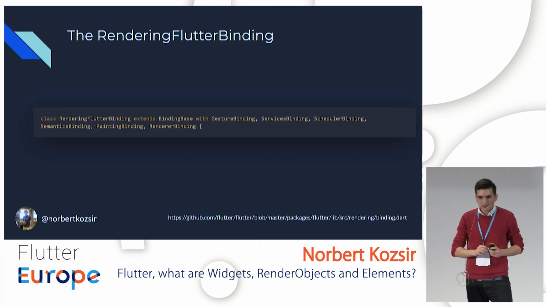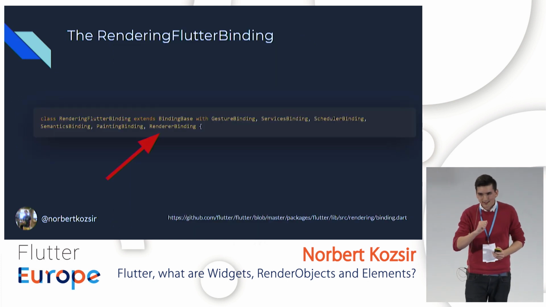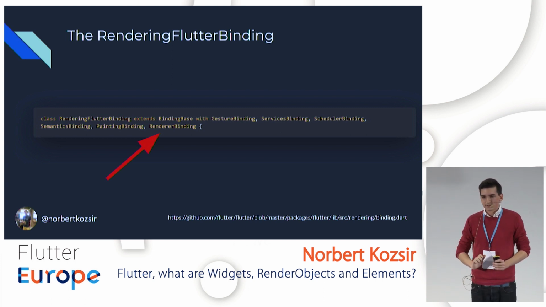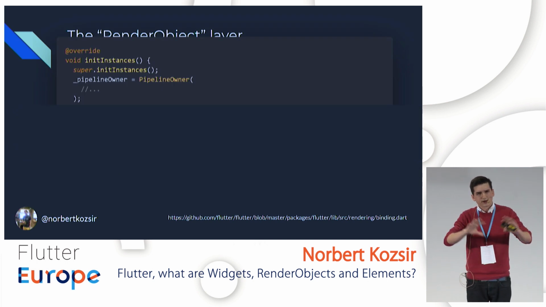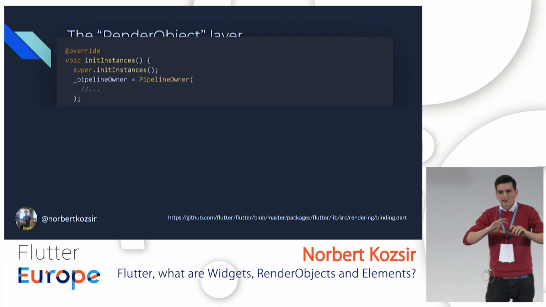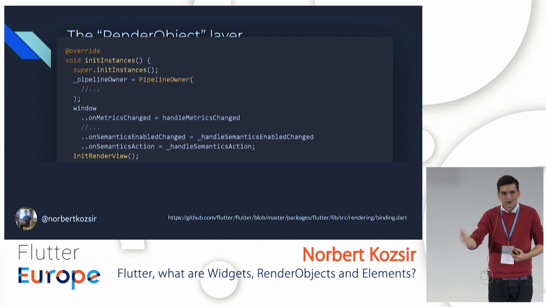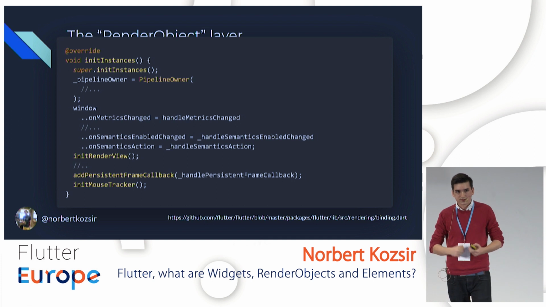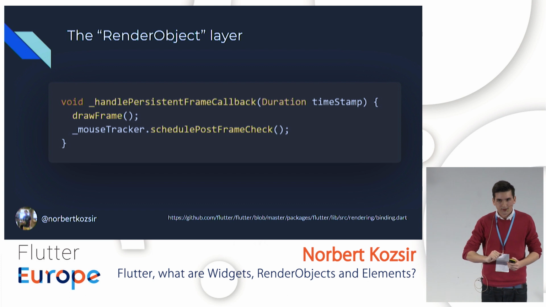For that, let's take a quick look at the rendering Flutter binding, which was the very topmost render object in this example. In there, let's take a look at the rendering binding. Basically, there are a lot of mixins which do a lot of bindings, but that's not important for now. In there, we have a pipeline owner, which is basically an object which takes care of the pipeline. It has all the dependencies, it does all the scheduling. Next, we have our window, which we used before too. And then we have a persistent frame callback, which is called when we produce a new frame. In there, the most important thing is we draw a frame.